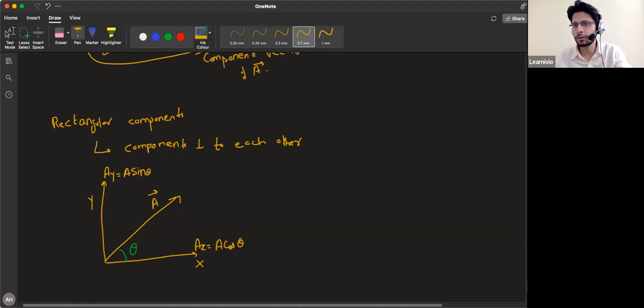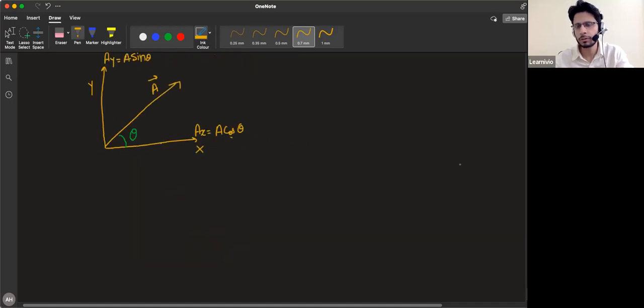So how to decide cos theta and sin theta? The direction with respect to which theta is given will have cos theta, and the perpendicular one will have sin theta. Is it clear? Hanifa, Hiba, Mamuna? Yes, sir.